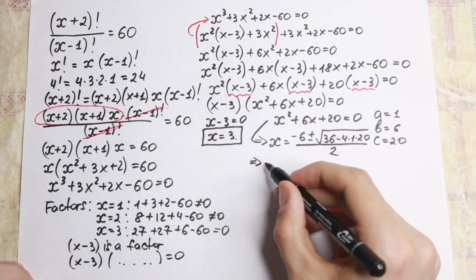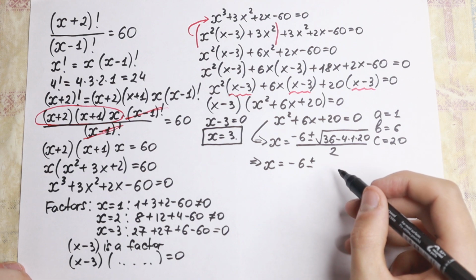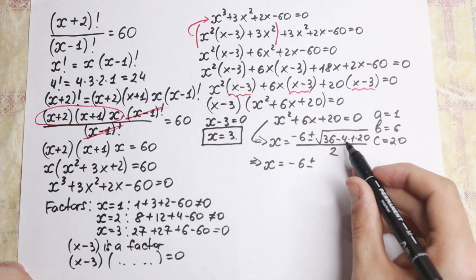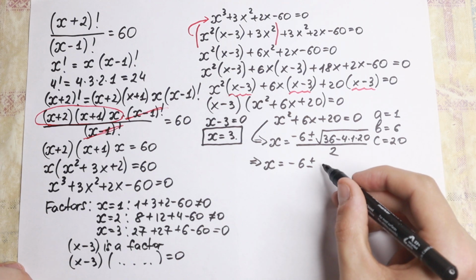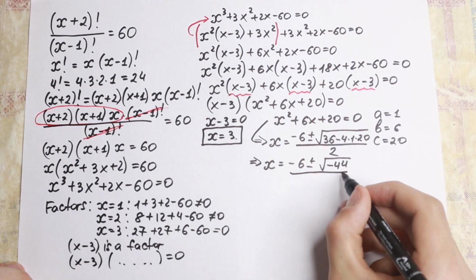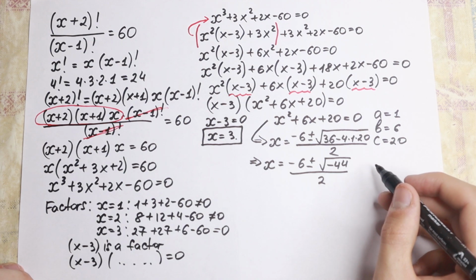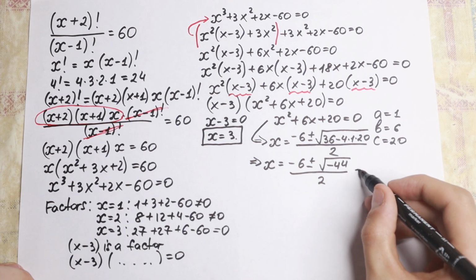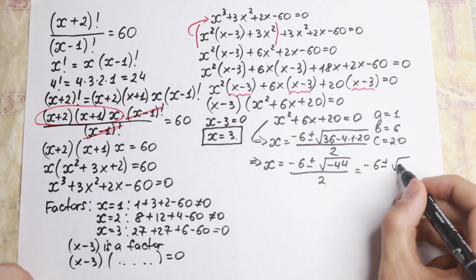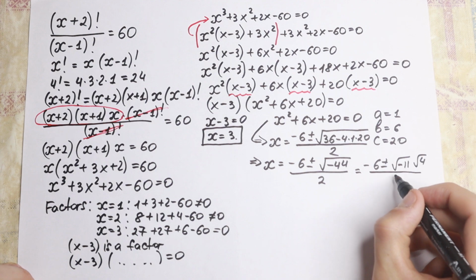Let's solve this. We will have x equal to minus 6 plus minus. In our square root, we will have 36 minus 4 times 20, minus 80. We will have square root of minus 44 over 2, or we can easily simplify this. How can we simplify this? 44 can be written as 4 times 11, so we can write it as minus 6 plus minus square root of minus 11 times square root of 4, over 2.